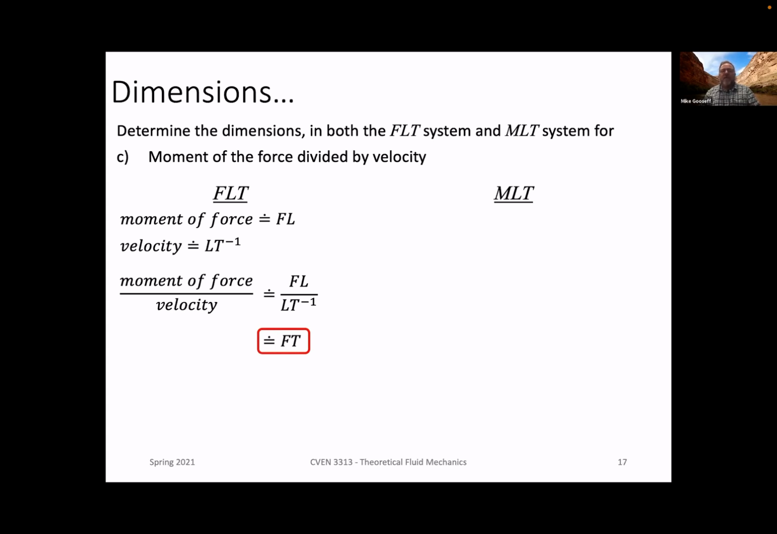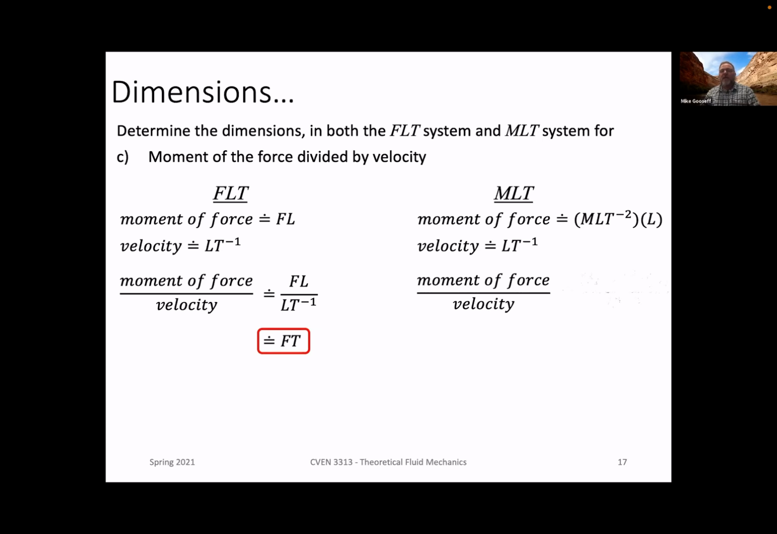And on the right-hand side for the MLT system, we now take our moment of force. Now this is a little bit different, so it's a little more complicated. We've got mass length time to the minus 2, and then that length. So the first grouping is force, the second grouping is the length for that moment of force. And then our velocity remains LT to the minus 1. So now when we work through this quotient, we've got MLT to the minus 2 times length in the numerator, and then in the denominator, we just have our length over time, or LT to the minus 1, which is velocity, recall right here.